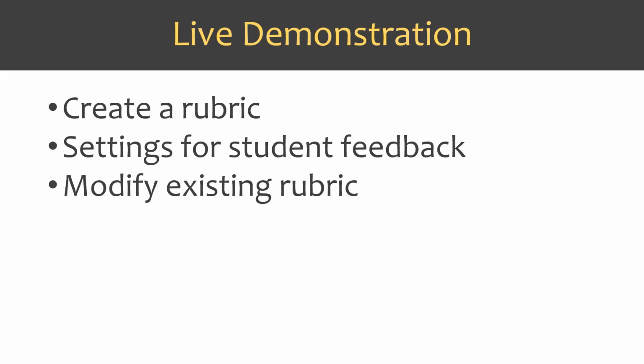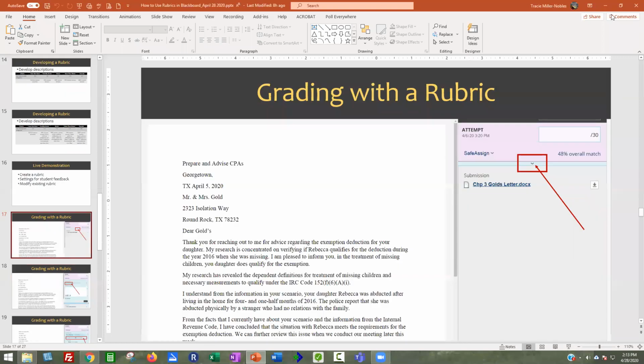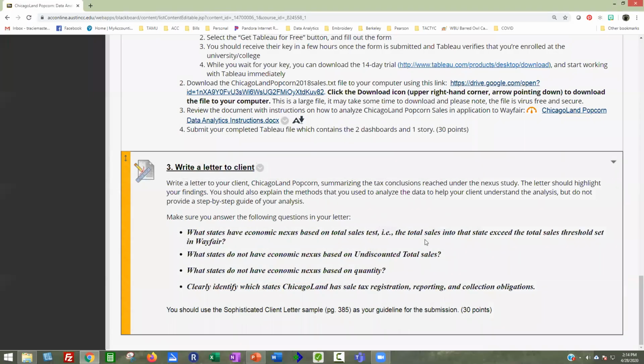So we're going to go into Blackboard, and I'm going to show you how to create that rubric in Blackboard. I'm also going to talk you through the different settings that are available for student feedback. And then the great thing about Blackboard is that once you have a rubric created, you can copy it over to additional assignments, or you can even modify an existing rubric and change it and then use it for that new assignment. So those are what we're going to show you next. So let's go into Blackboard. I'm going to cancel out of PowerPoint. And we're going to move into Blackboard.